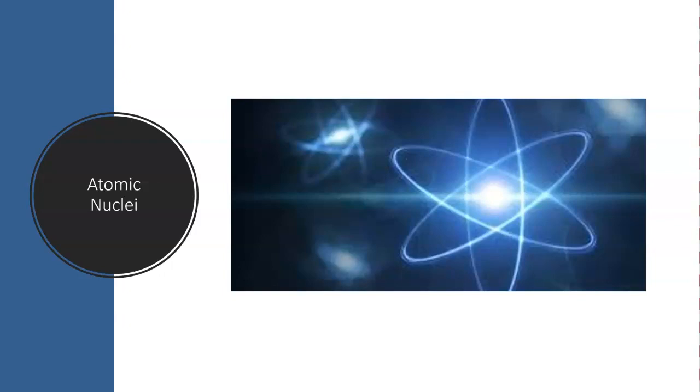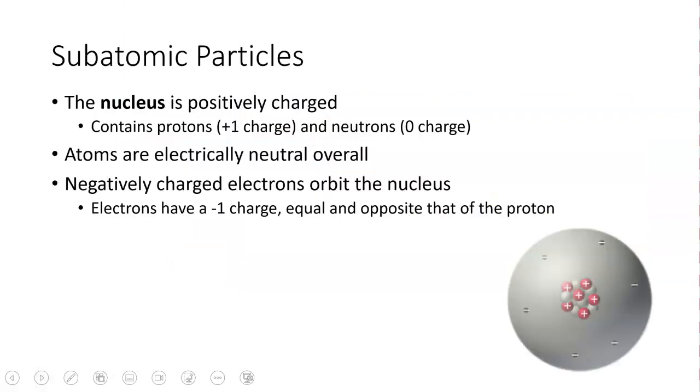This video will focus on atomic nuclei, specifically the subatomic particles, and how we can use isotope and atomic nuclei notation to indicate the number of subatomic particles. So, quick review of the subatomic particles that we find in an atom.